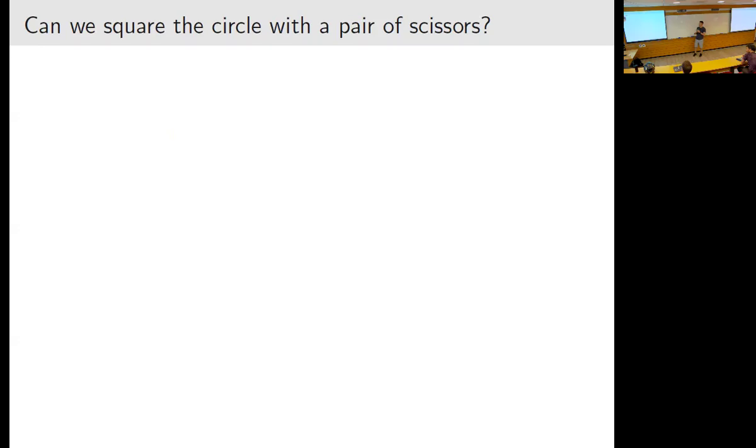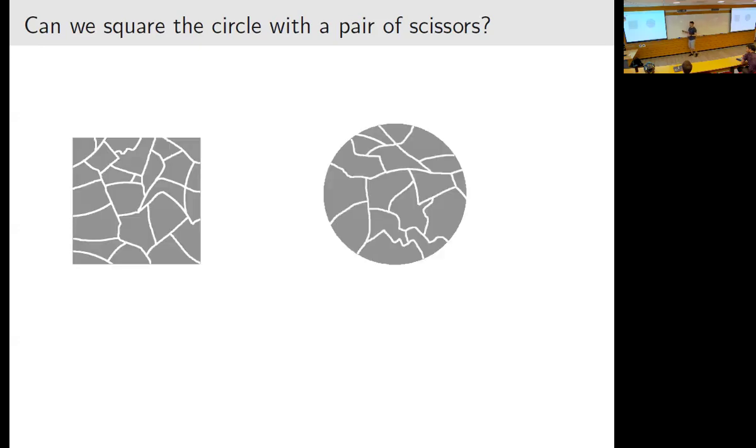So I'm going to prove that it's impossible. Let's go by contradiction. Let's assume that somehow I did this using scissors. So I cut up my square and I cut up the disk into finitely many pieces, and I can match the pieces up so that they have the same shape, right? I want to show that this cannot happen.